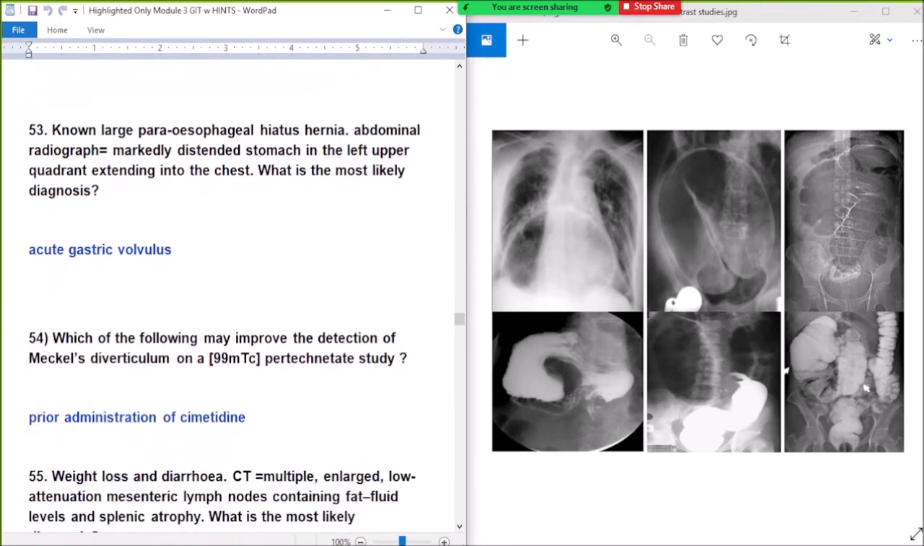Question number 53. Known large paraesophageal hiatus hernia. Abdominal radiograph shows a mildly distended stomach in the left upper quadrant extending into the chest. Most likely diagnosis: acute gastric volvulus.